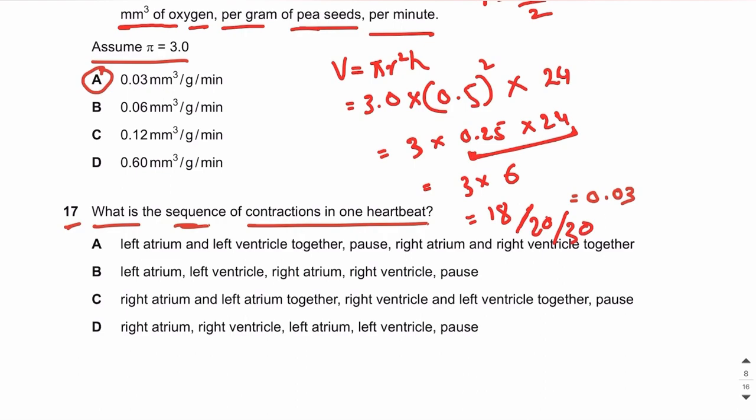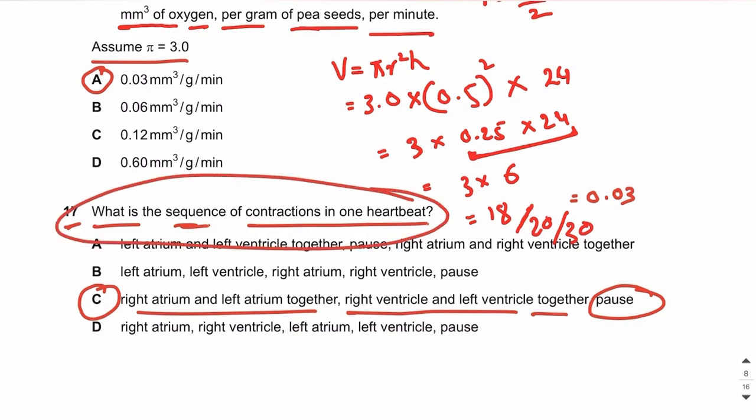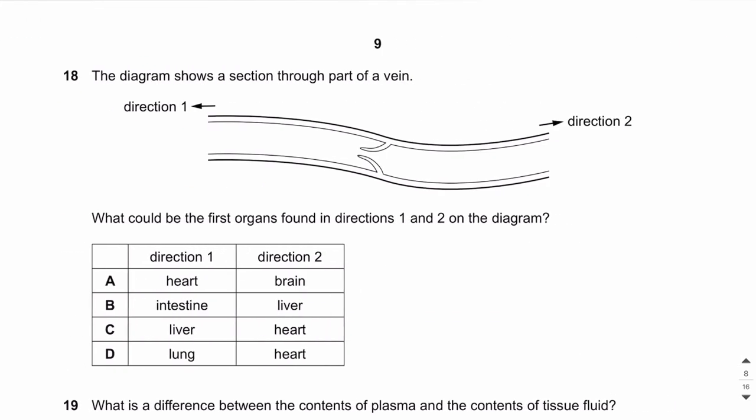So guys, whenever your heart beats, it's the contraction of atria first. That is the contraction of both right and left atrium. They contract together. And then there is contraction of ventricles where right ventricle and left ventricle contract together. And then there is a pause in which all the chambers relax. So the answer is C. This is the correct sequence of contractions in one heartbeat. Let's move on to MCQ number 18.